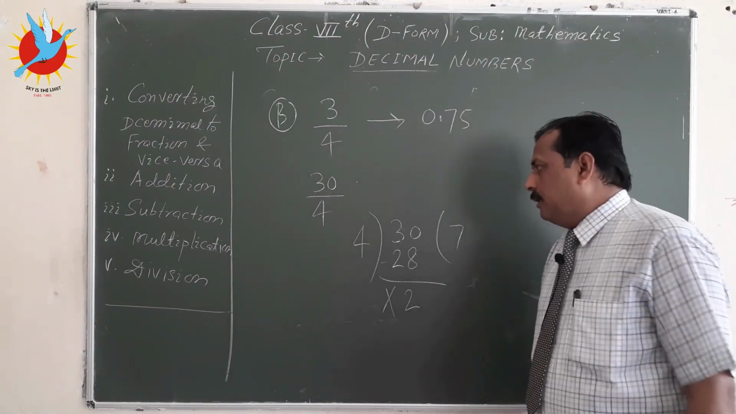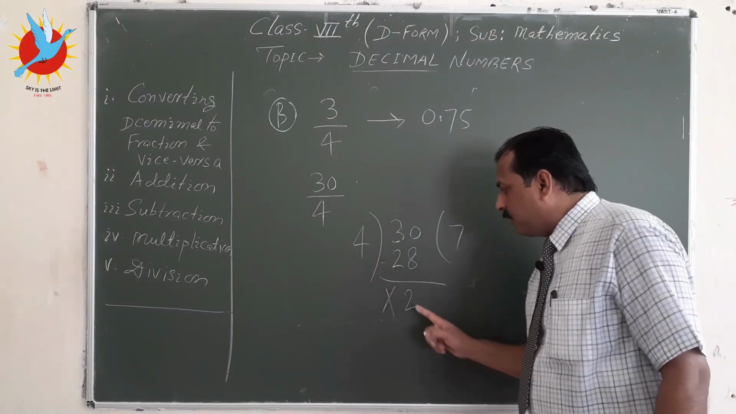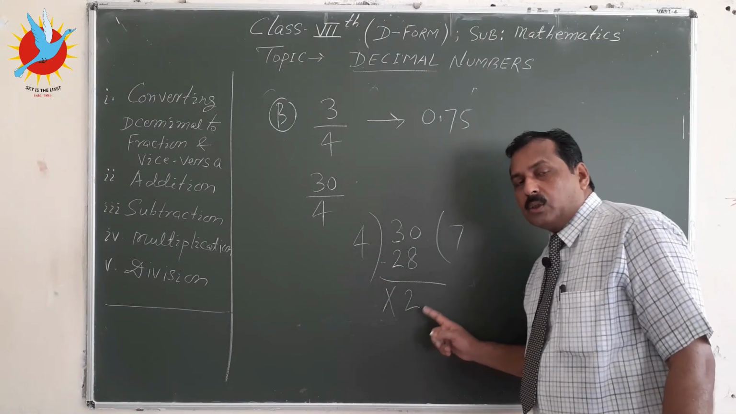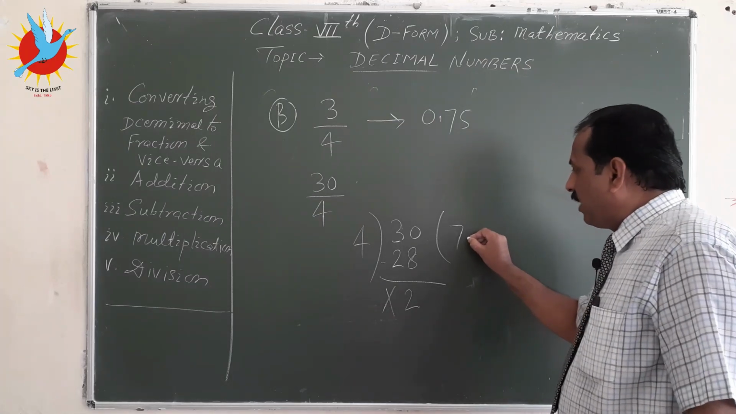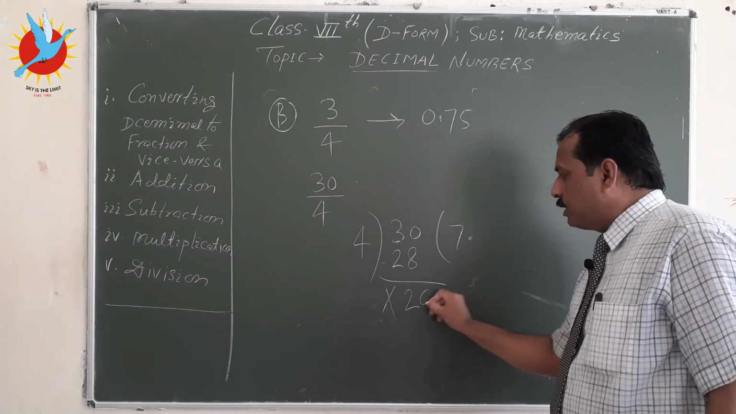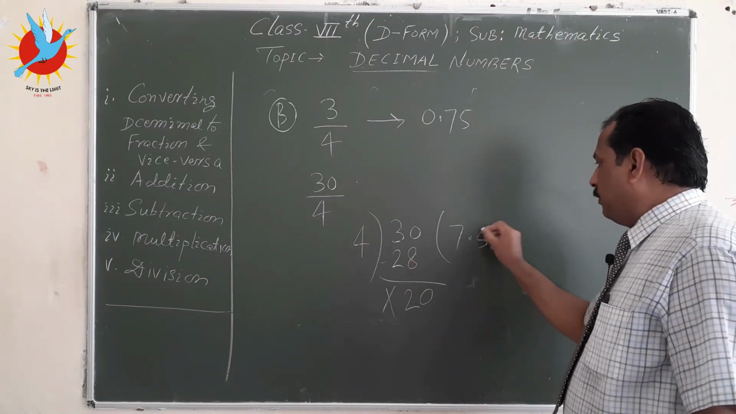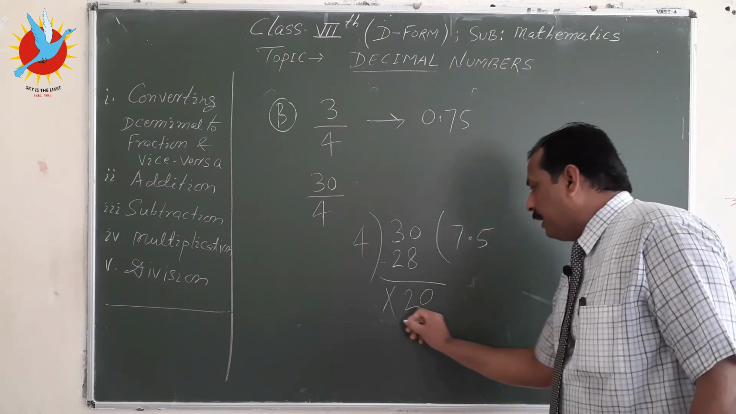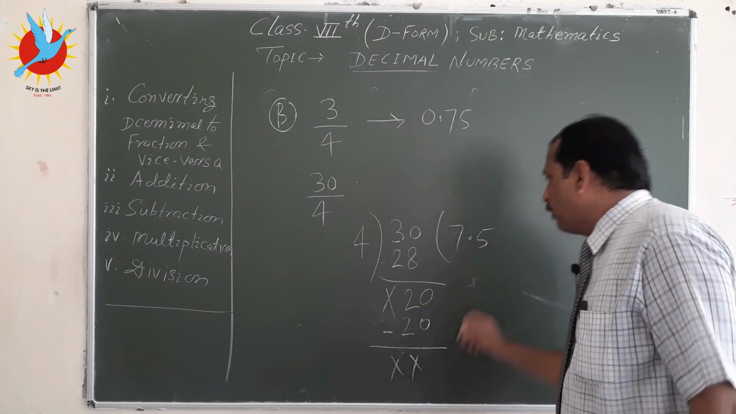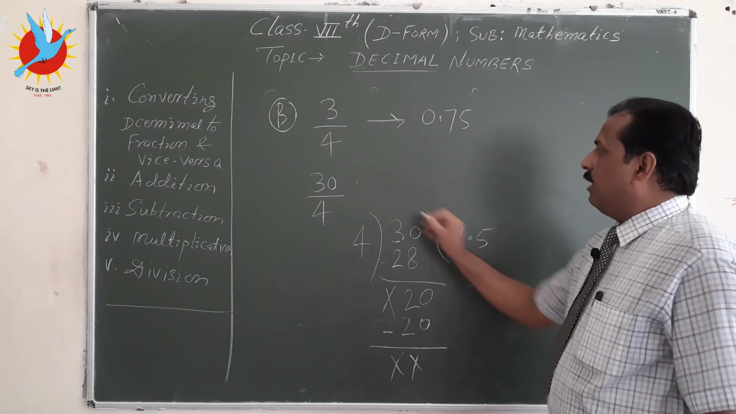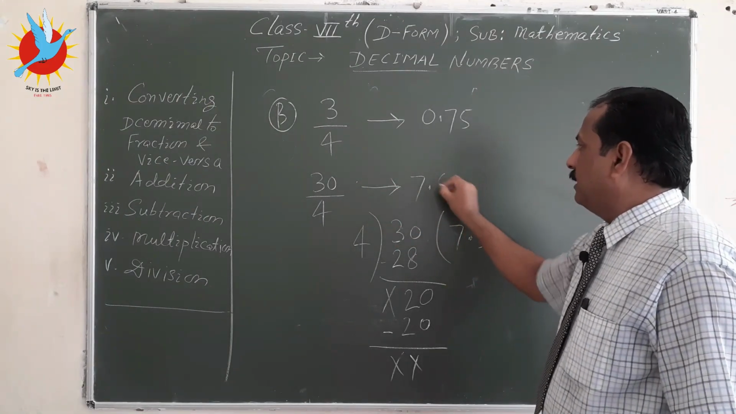So 2 is there. Now this 2 is less than 4. This means 4 cannot divide 2. So we need 1 0. So put a decimal, and because of the decimal we shall be getting 1 0. So 4 fives are 20, and this is 20, and this is subtracted, and so we got 7.5. So this 30 by 4 is 7.5.